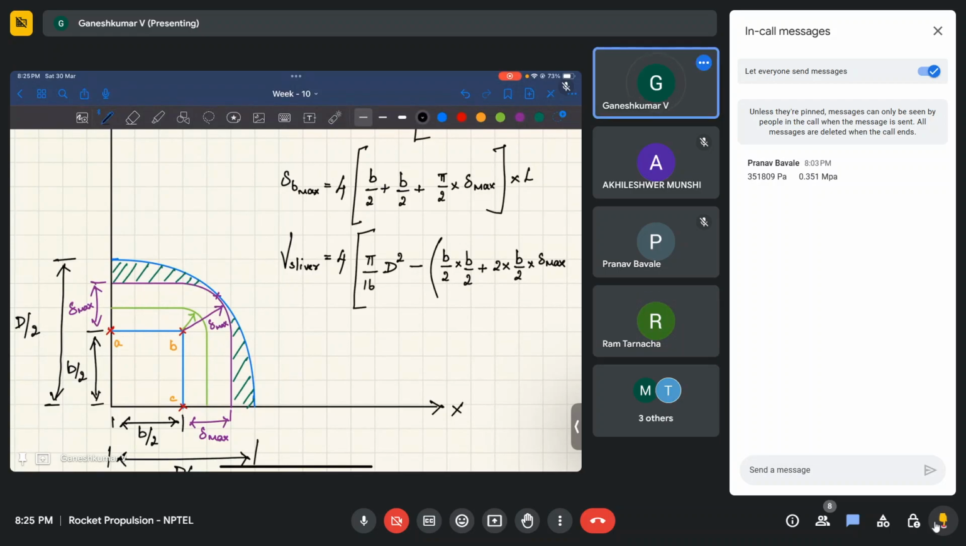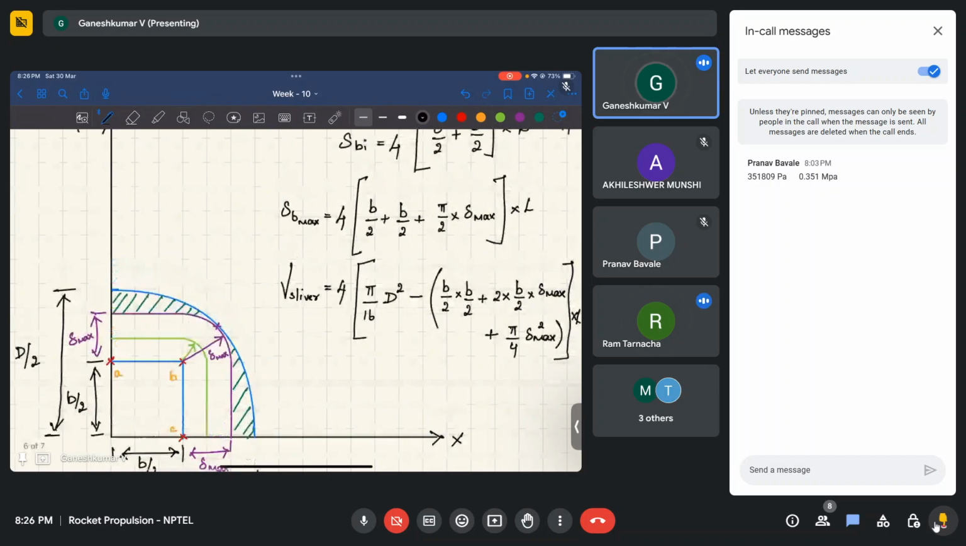And then you have the area of the quadrant. Area of the quadrant would be pi r square divided by 4. So pi by 4 delta max square. This whole thing is multiplied by the length of the grain. So this is how you get the volume of the sliver and also SB max.